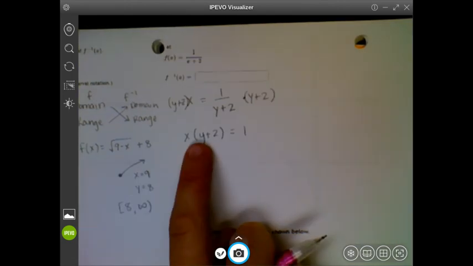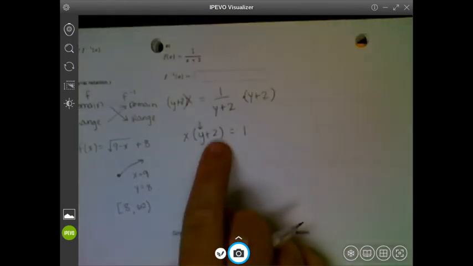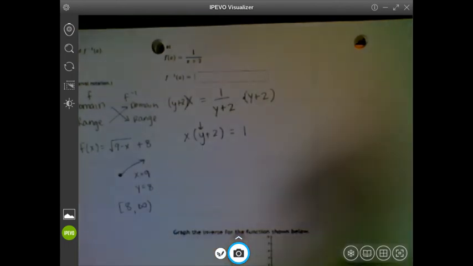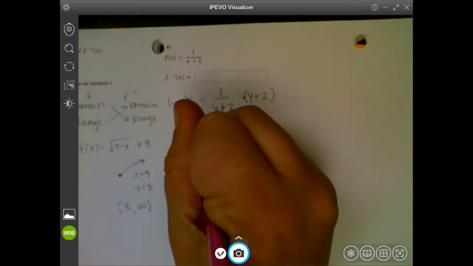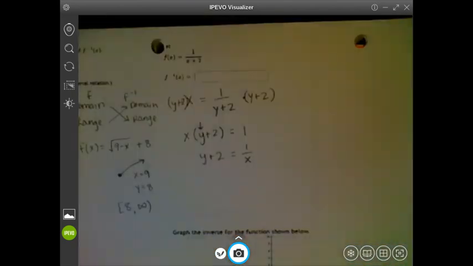From here, you're trying to get this y by itself, so you have to get rid of the x and you have to get rid of the 2. It's easiest to get rid of the x first because it's on the outside of the parentheses being multiplied, and so you would get rid of it by dividing. So this 1 would be divided by x.